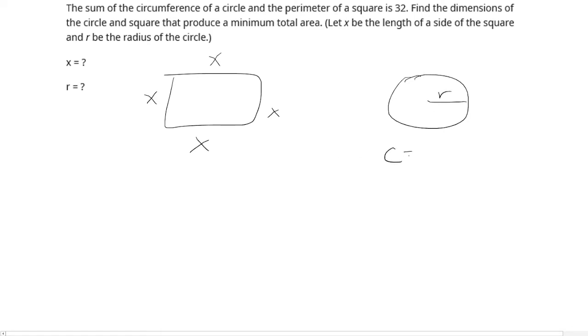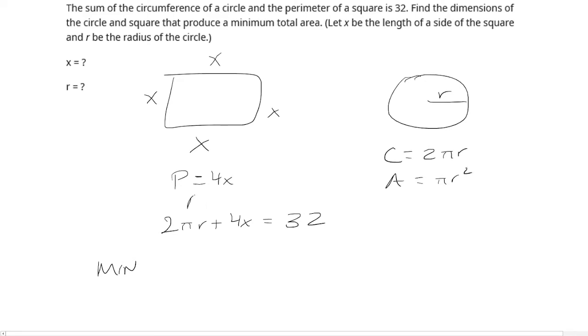Now the circumference of the circle is 2 pi r. And the perimeter is going to be 4x. We're given that the sum of the circumference and the perimeter is 32. And we want to minimize the total area. So the area of the circle is pi r squared. The area of the square is x squared. So the total area here will just be pi r squared plus x squared.